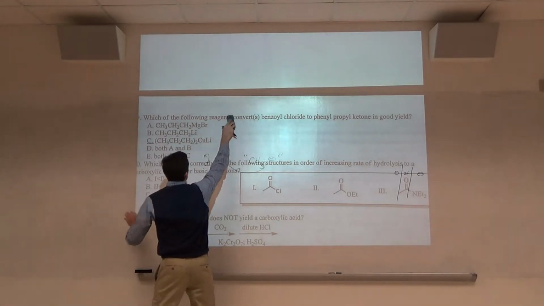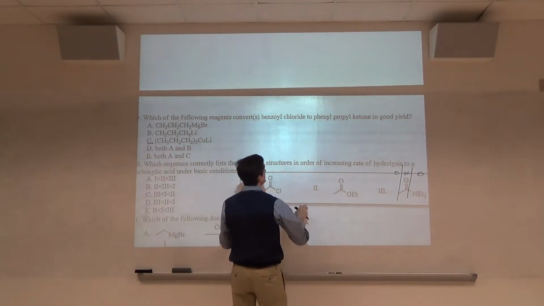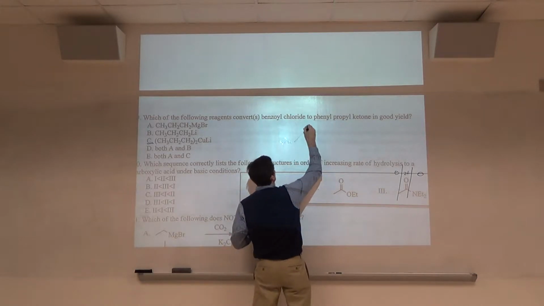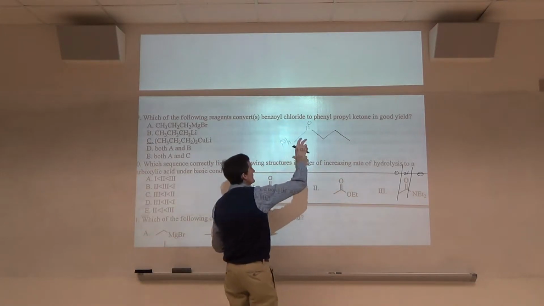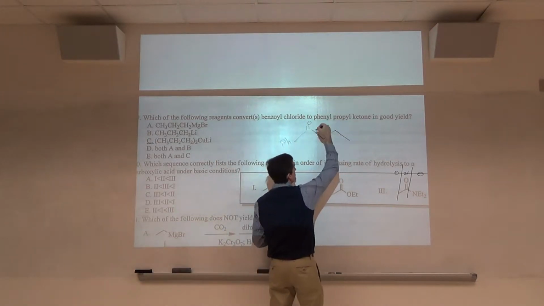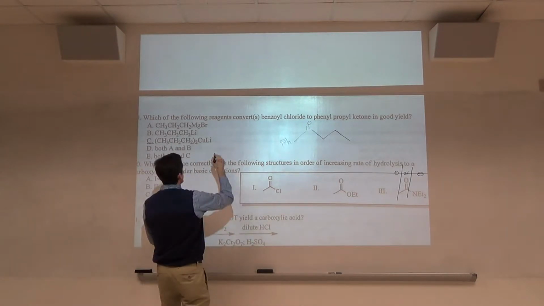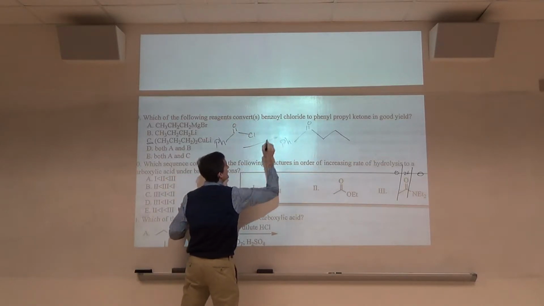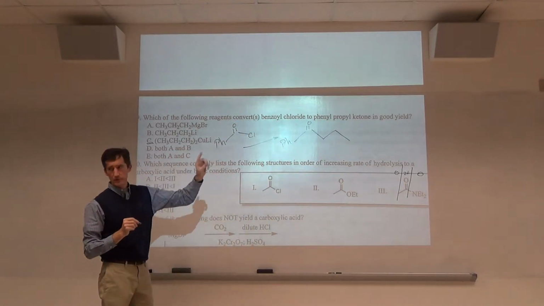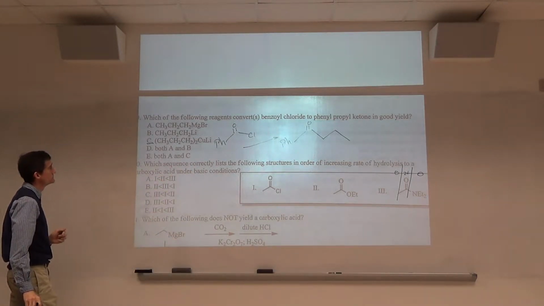Which of the following converts benzoyl chloride to phenylpropyl ketone? Phenylpropyl ketone is kind of a slang way to name ketones. Which of the following converts benzoyl chloride into that? We need to replace the chlorine with a propyl. Which one's going to do it? C, but I thought A was also right.